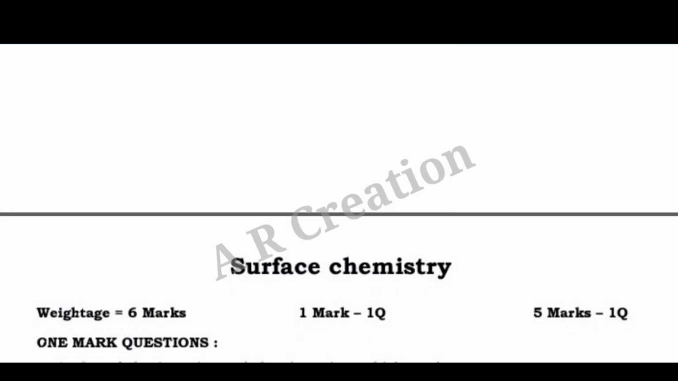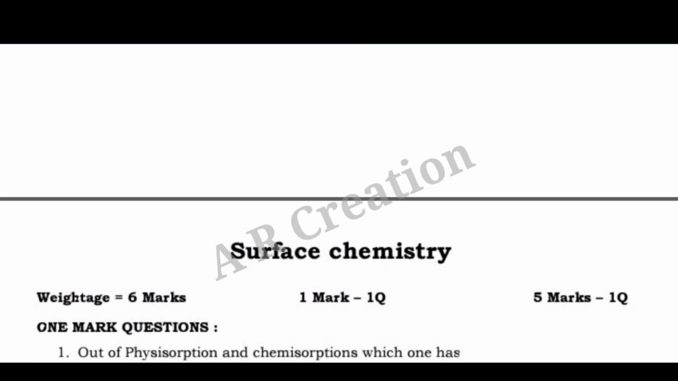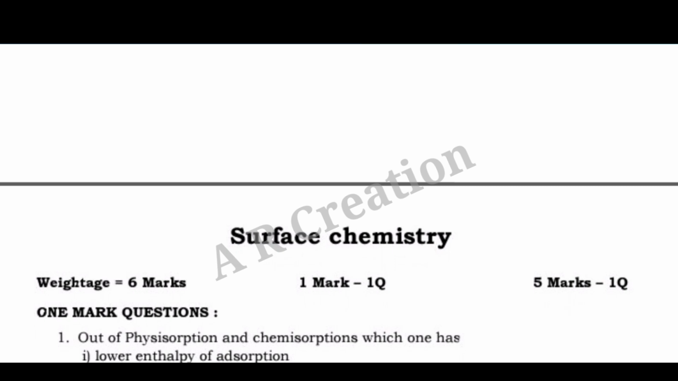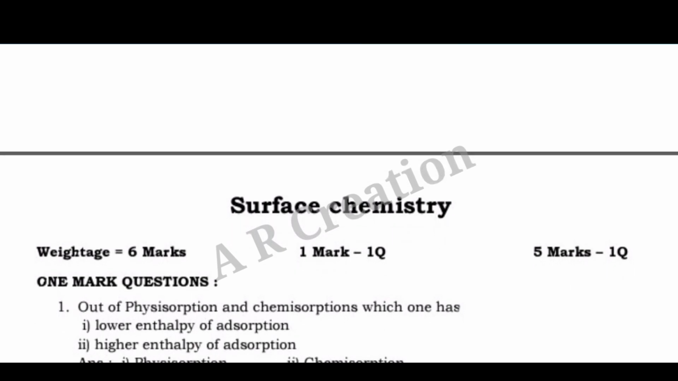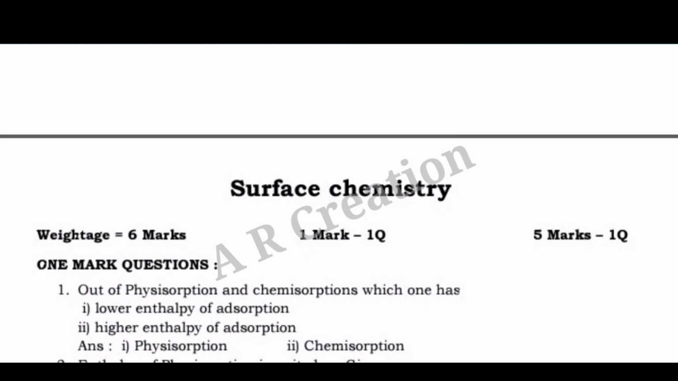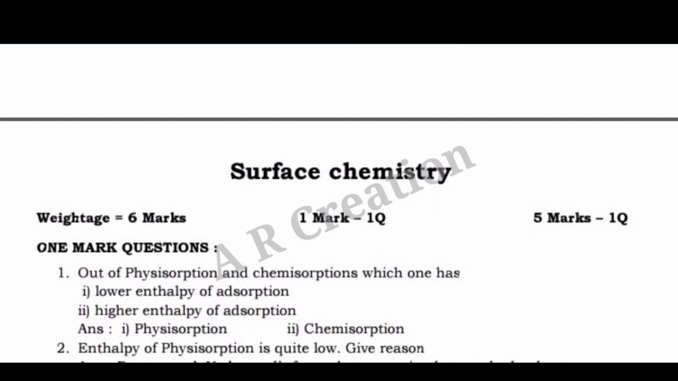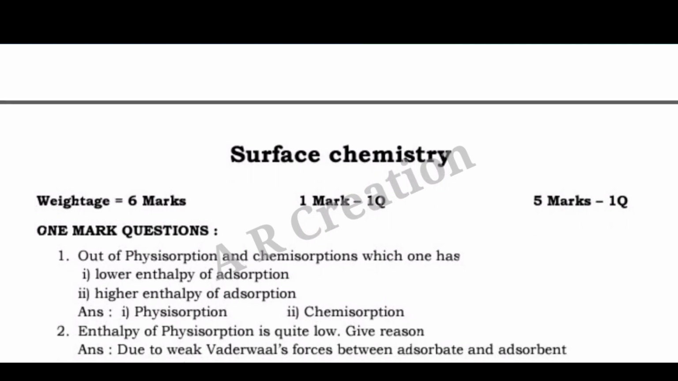Surface Chemistry. Weightage: 6 marks. 1 mark questions: 5, 2 marks questions: 5, 5 marks: 1 question. 1 mark questions. Question 1. Out of physisorption and chemisorption, which one has (i) lower enthalpy of adsorption, (ii) higher enthalpy of adsorption? Answer. (i) Physisorption, (ii) chemisorption.